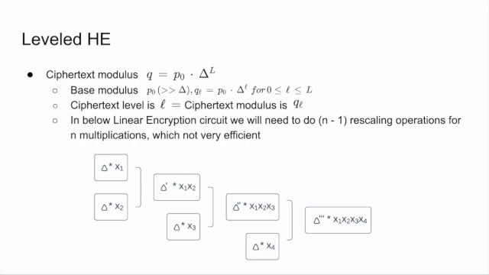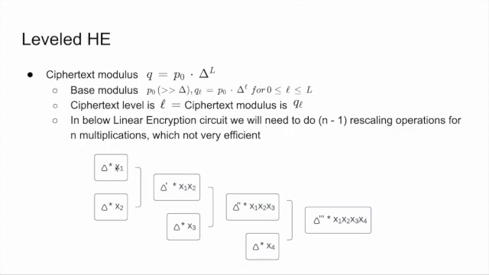We should make sure that we don't do it too much, because there is a particular limit on the number of times we can do the rescaling. Suppose Q is the ciphertext modulus, which is equal to P naught times delta to the power L. So basically our limit would be L, and so we can perform rescaling at most L times.